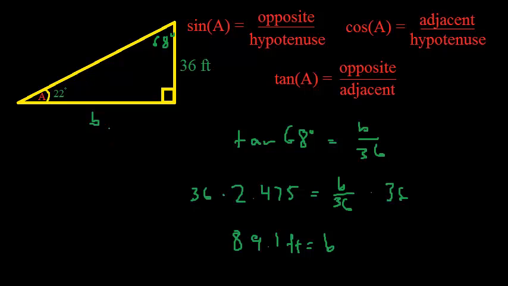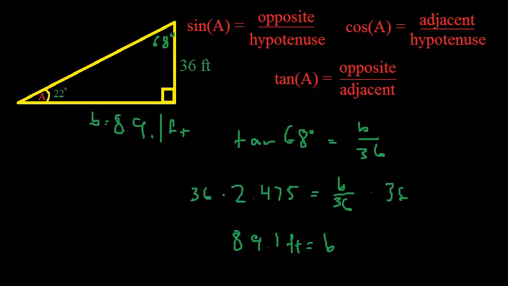So I have 89.1 feet here. Now, to find the hypotenuse, I usually want to find it using measurements that I know are exact. Since 89.1 feet was an approximate measurement, I wanted to use my 36 and hypotenuse with one of these two angles that I know is exact.